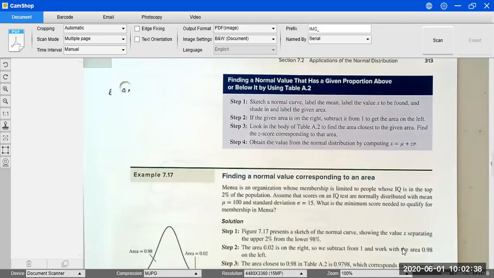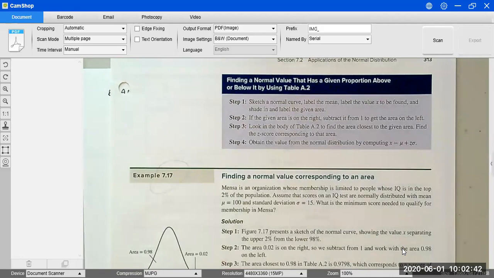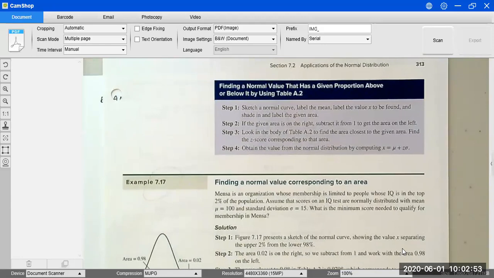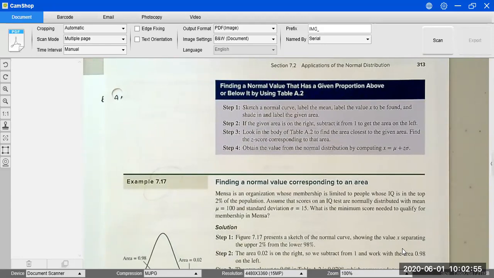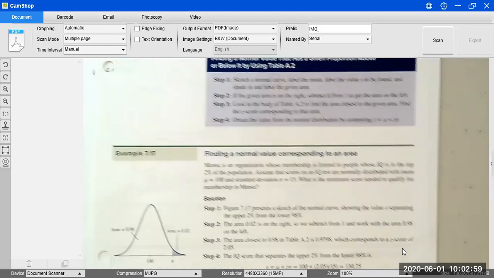On that page, you also have steps if you want to use a table. This is a little bit more complicated when you use a table and you start with an area and try to find the corresponding quantiles. But if you want to do it, just check page 313. So let's read example 7.17.